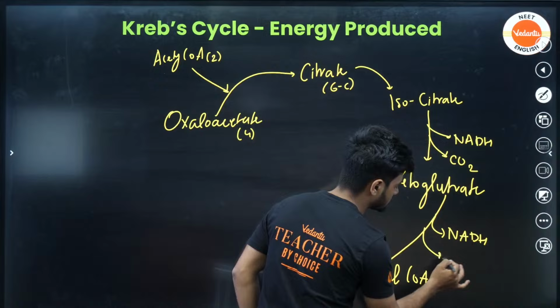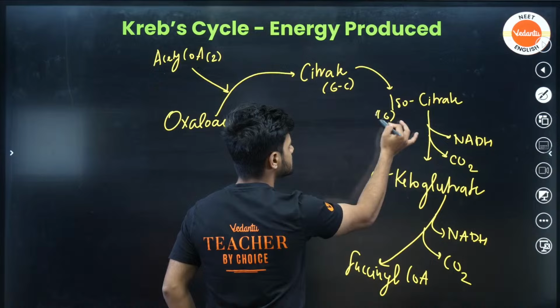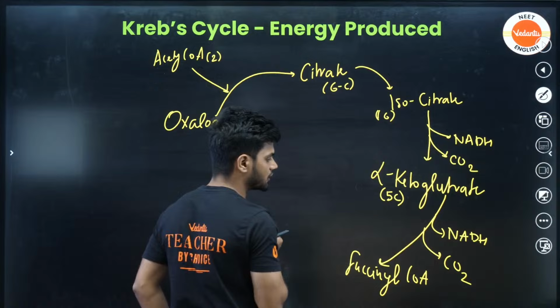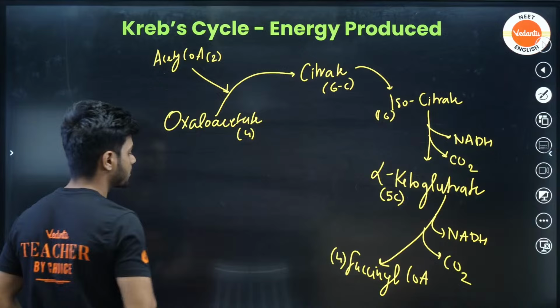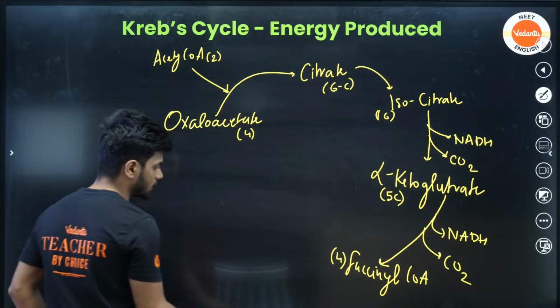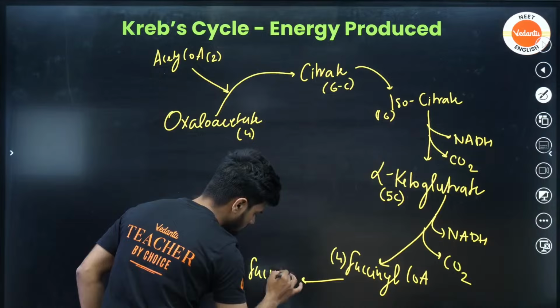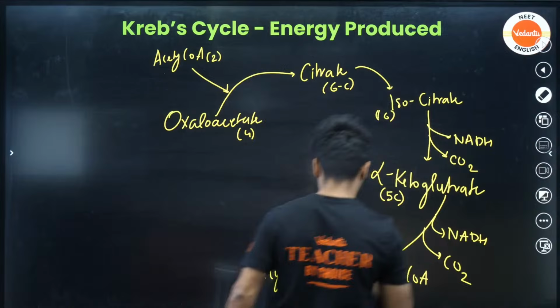Now this was your 6 carbon. If one carbon is gone, how many carbon do we have here? We have 5 carbon here. 5 carbon, 1 carbon is gone. This becomes 4 carbon here. This becomes 4 carbon. Clear? Now this succinyl coenzyme A gets converted to your succinate.